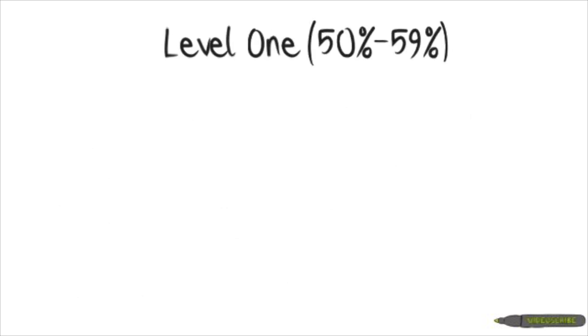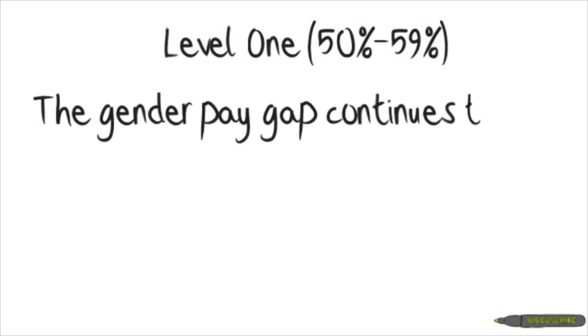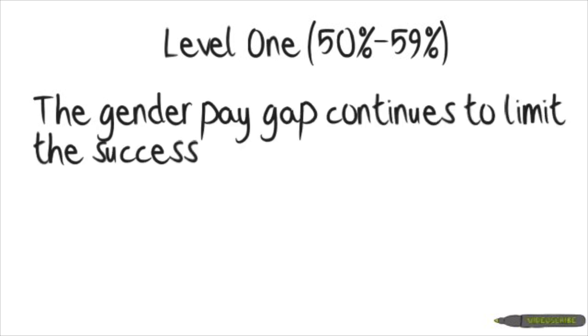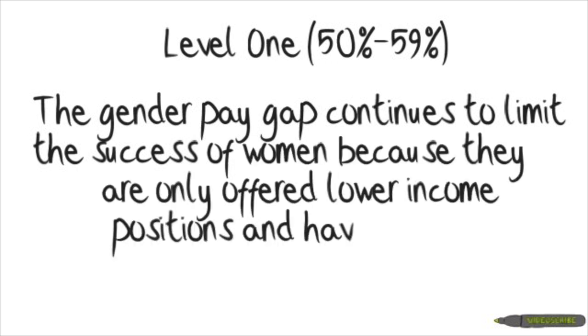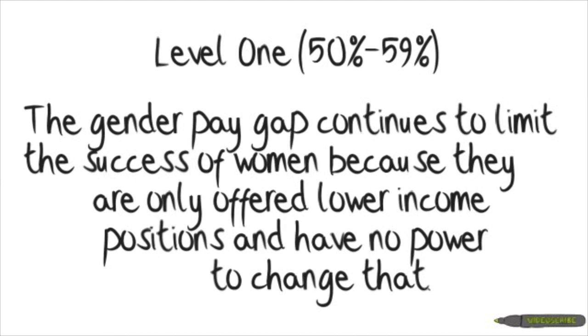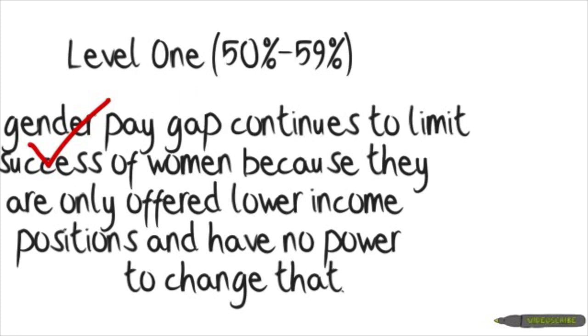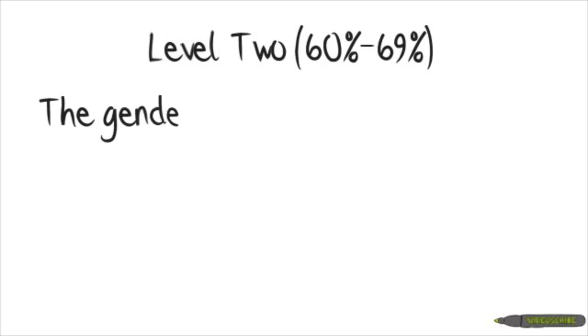So if we were writing a thesis statement, a level 1 thesis statement might sound something like this. The gender pay gap continues to limit the success of women because they are only offered lower income positions and have no power to change that. So we have our position listed there, but our arguments are very general, not 3, and it's not clear how they prove our position.